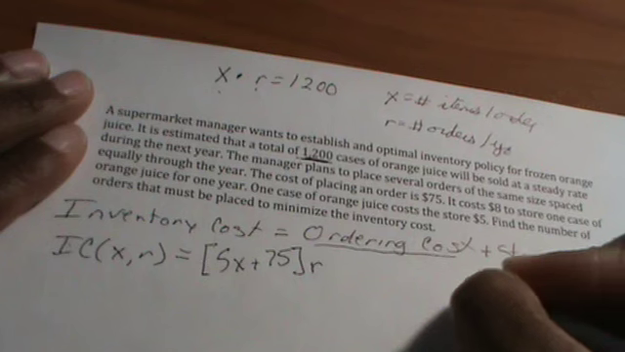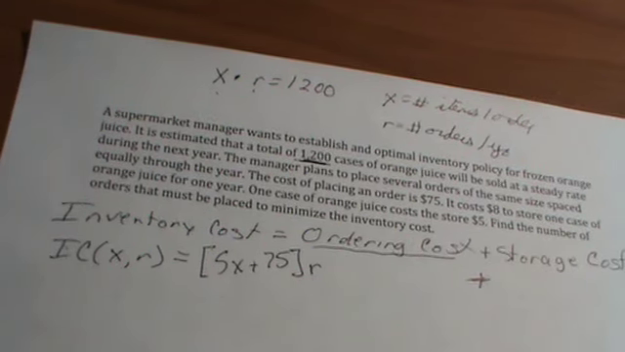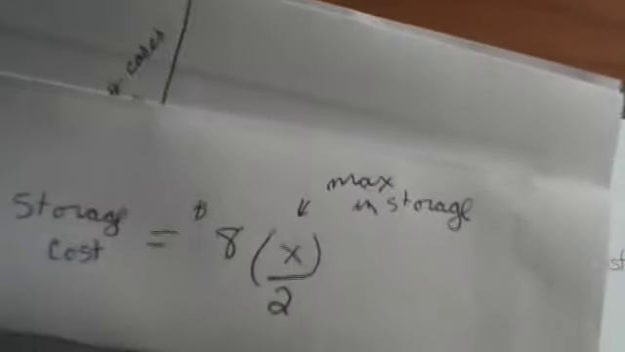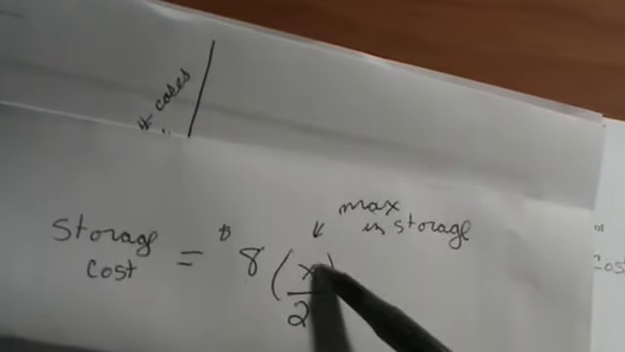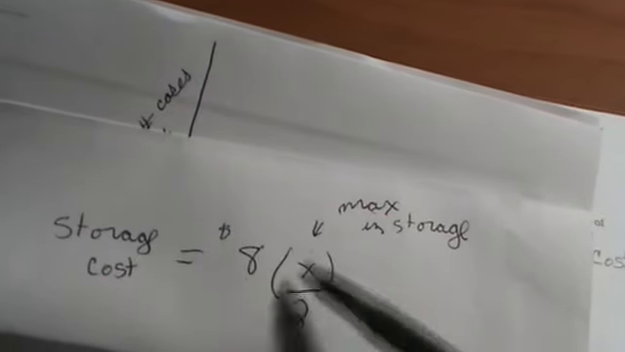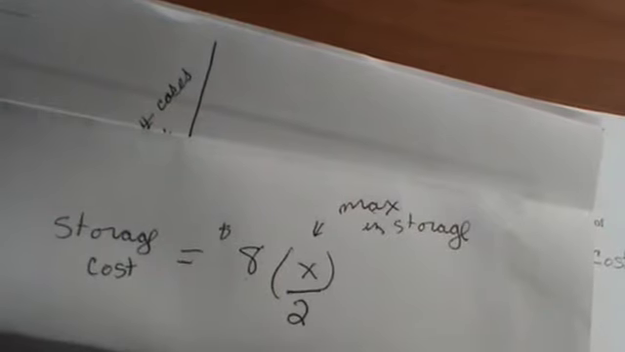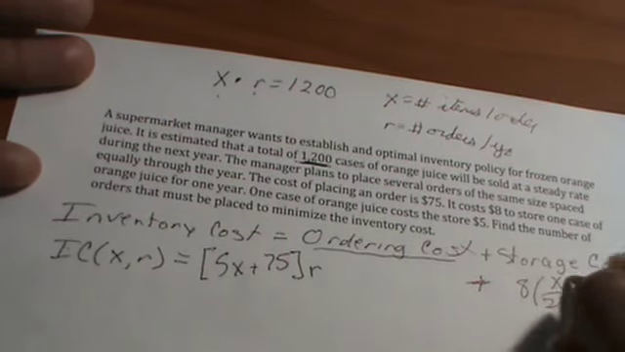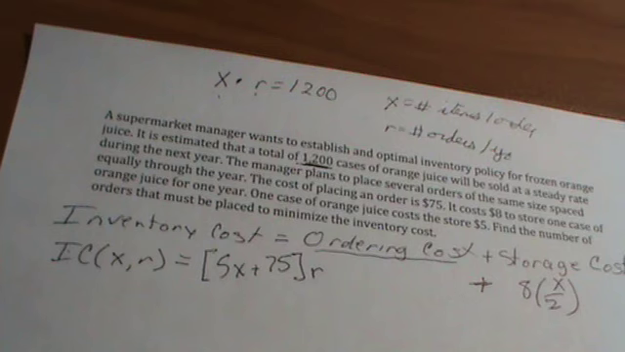So we're going to add to that the storage cost. Now we had a discussion about that as well, right? So your storage cost, they say it takes $8 to store each one of these, but you have to be careful because you don't want to put X in here, which would force you to be paying for the maximum number in storage. You want to cut it in half so that sometimes you'll have more in storage than you're paying for, and sometimes you'll have less. So plus 8 times X over 2. That is the entire inventory cost function. Okay?